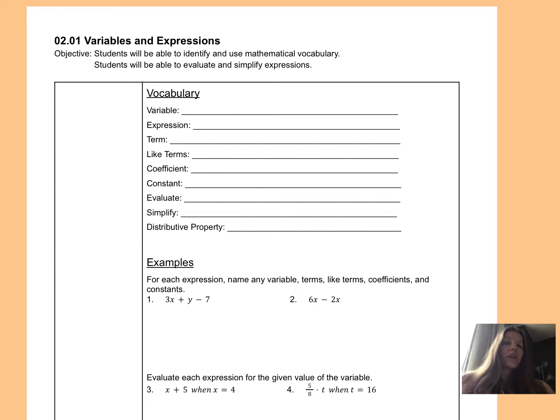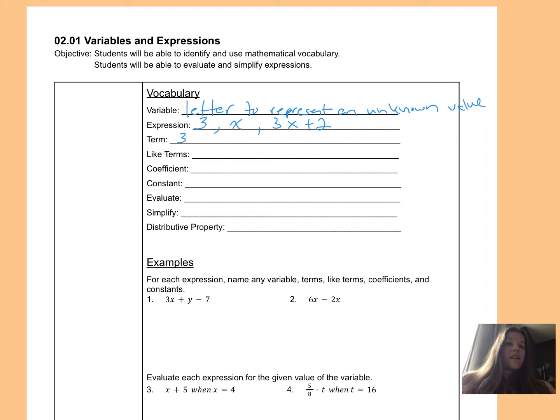So for our first one, variable, if we don't know the value of something, we use a variable, which is a letter. Typically, we use x, but we could also use y or lots of different variables. So it's a letter to represent an unknown value. And an expression could be a number by itself, could be a variable by itself, or it could be some combination of variables and numbers.